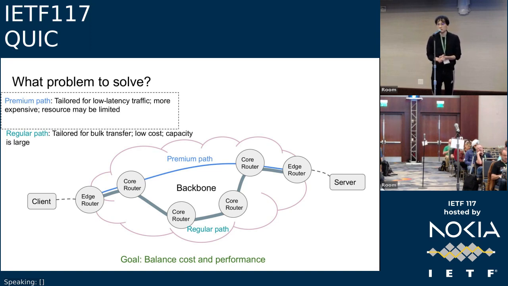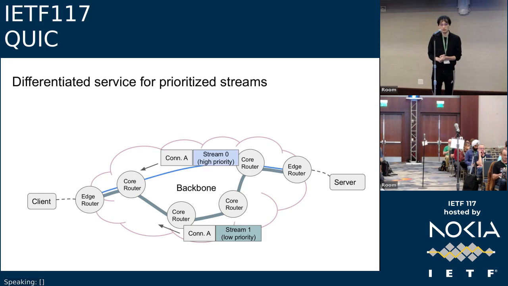What I mean by that is we really want, within a QUIC connection, the critical data to go through the premium path to ensure good performance, while the rest of the data goes through the regular path to reduce cost and save money. Next slide, please. To do that, we need service differentiation. Within a QUIC connection, there are basically two types of differentiated service, and the first one is for prioritized streams.